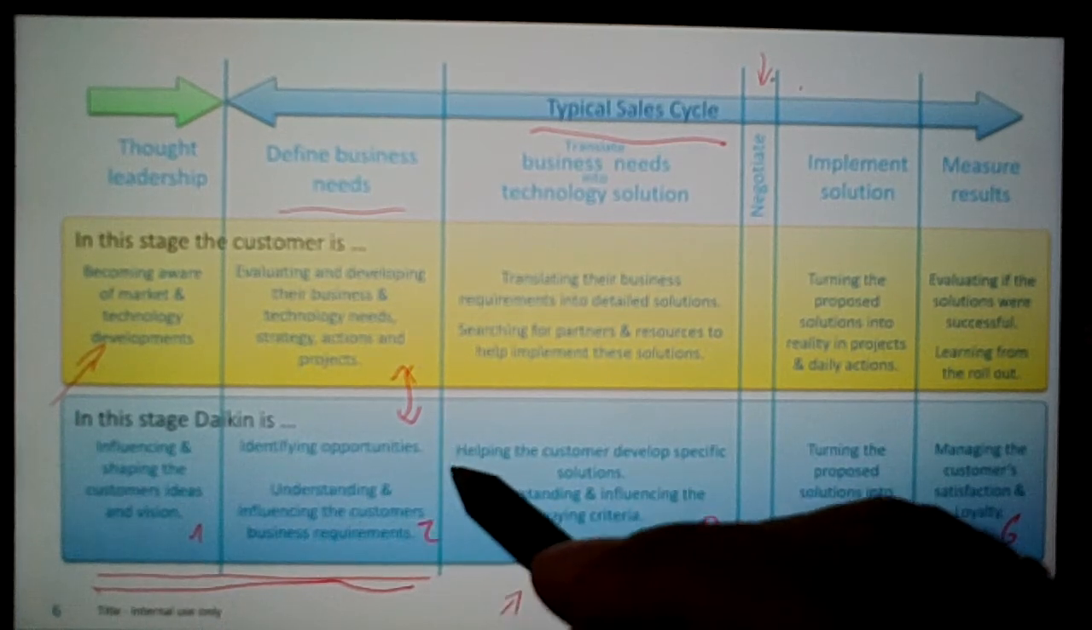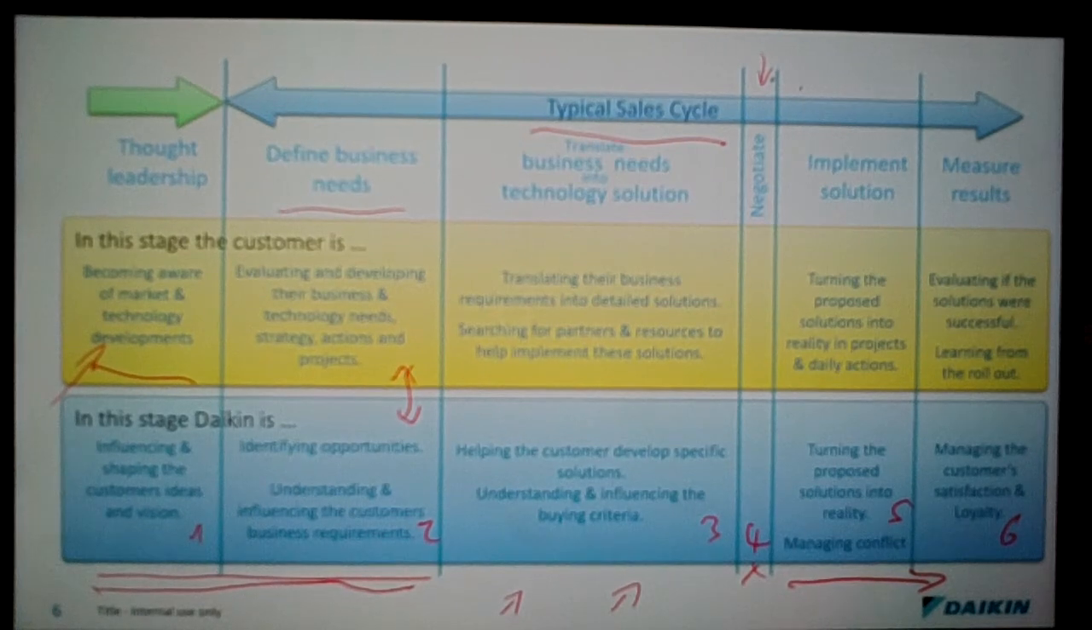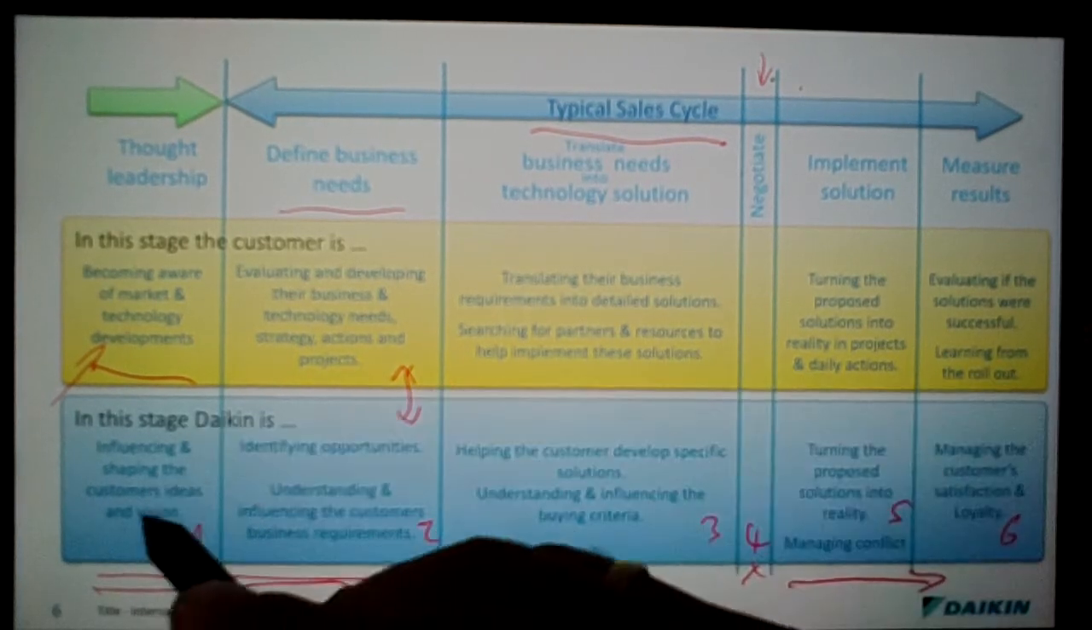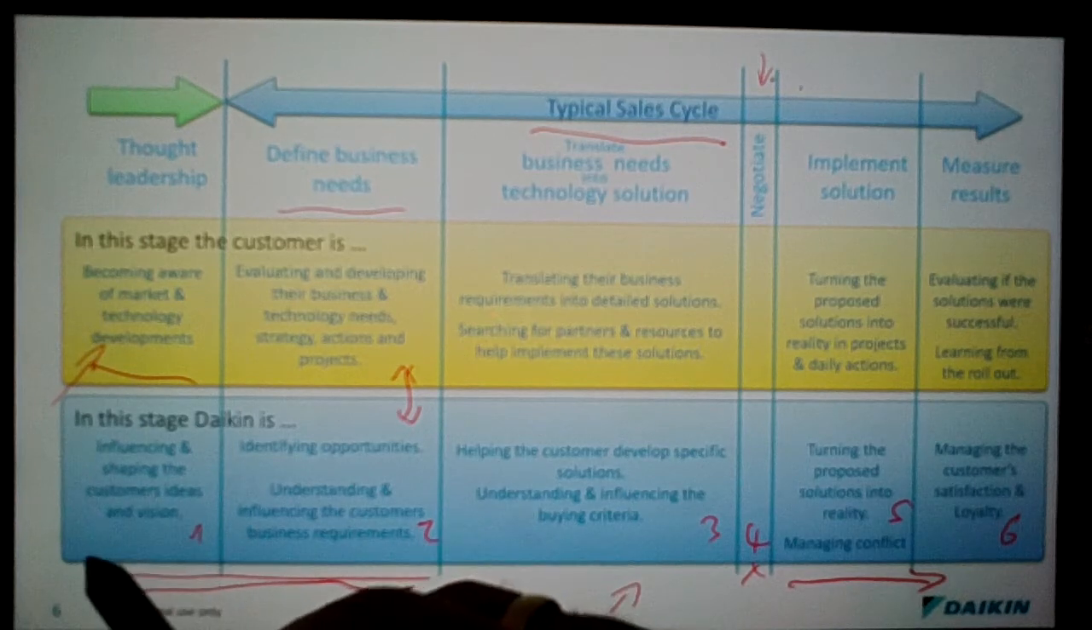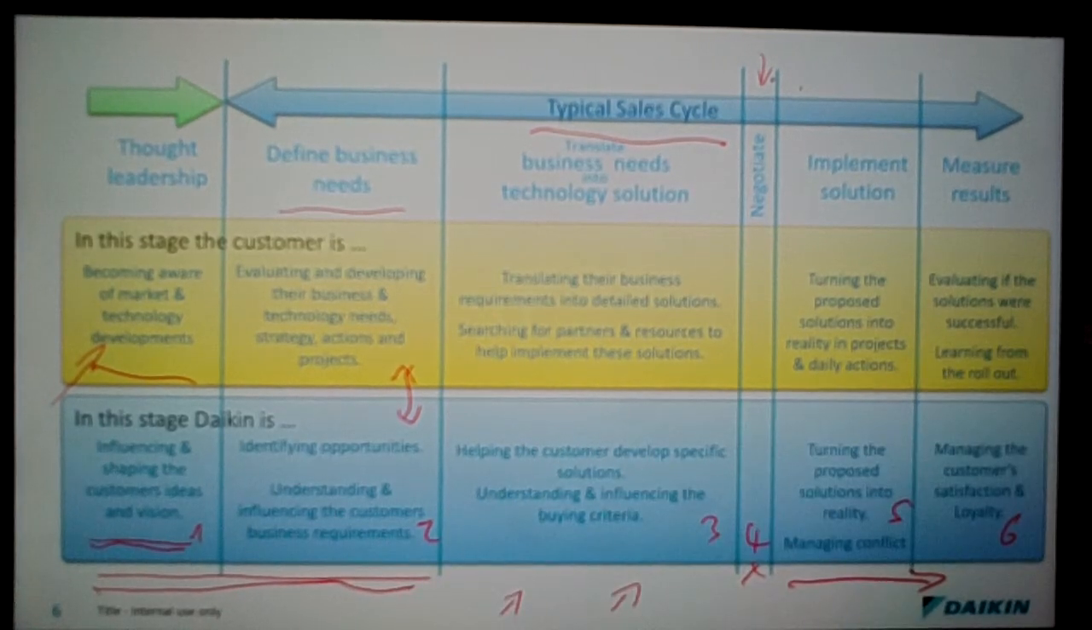So, just beginning here, the customer in step 1 is becoming aware of the market and technology developments. They are becoming aware of what their plan is looking like, and in the very beginning, Daikin is influencing and shaping the customer's idea and vision. So this is a marketing stage, this is an awareness stage, this is a customer segmentation stage, and also it's very much a gaining contact, finding the relationship stage.